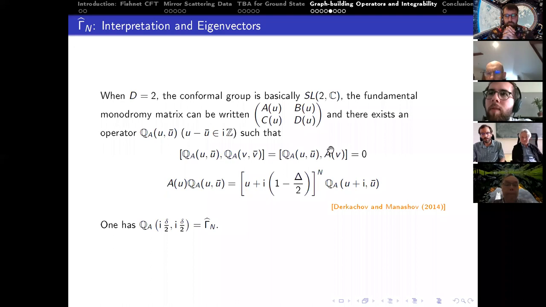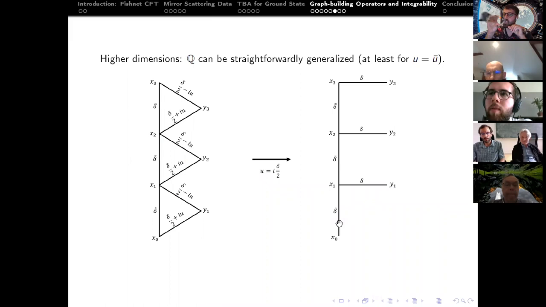Okay, because in principle, what do you say for this? In the next slide, I will do, but you need to know the Q structure to reproduce your gamma hat, right? Well, I can start from this kernel and just send U to i delta over 2. I can define this operator and I will get exactly this gamma hat. Yeah, okay, and this is a specific reduction.